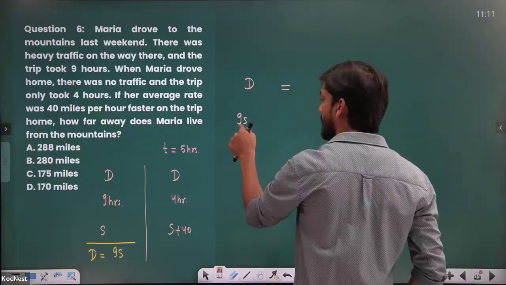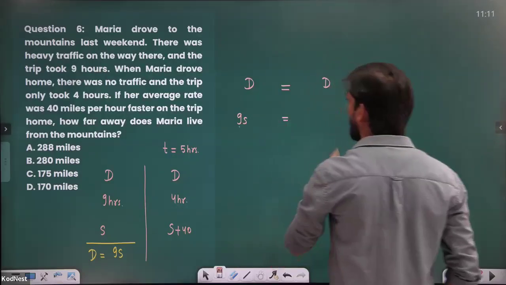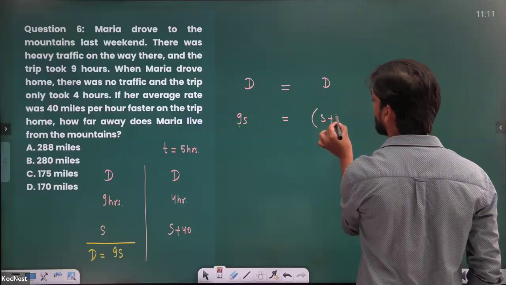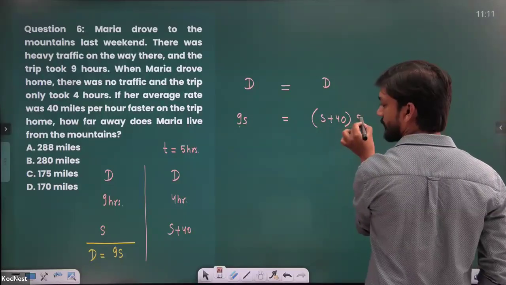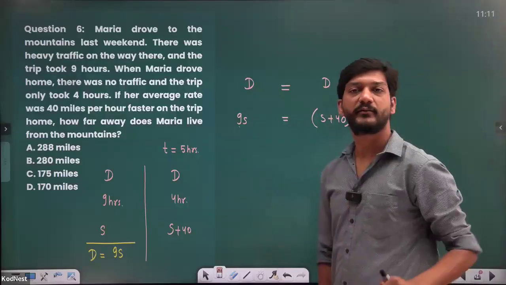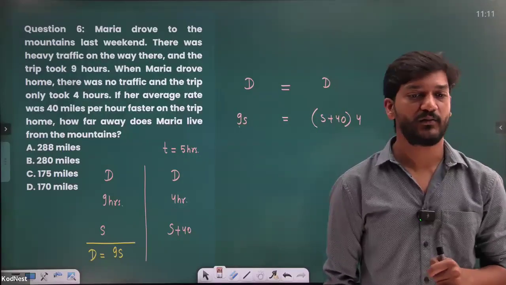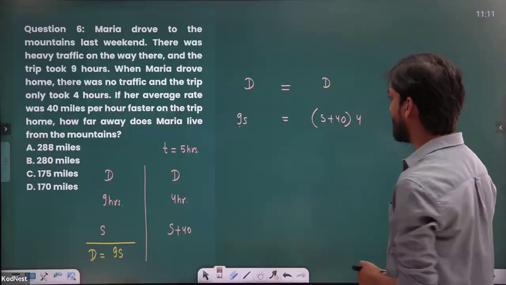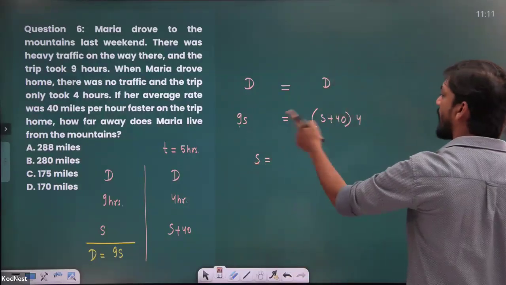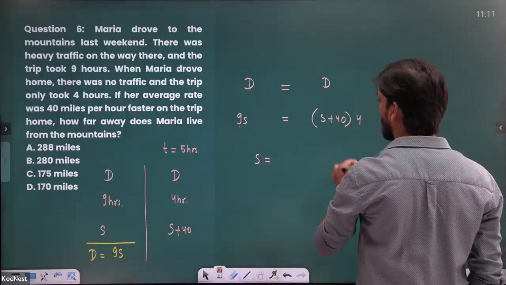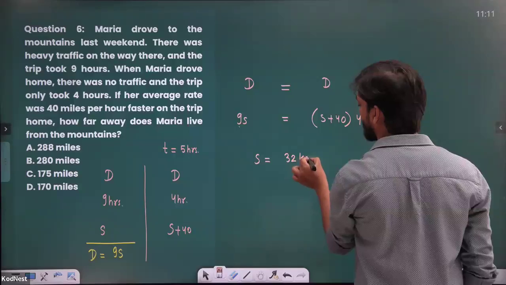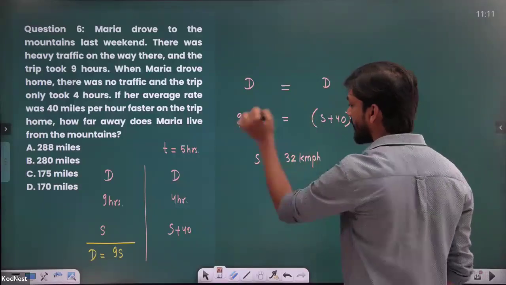So speed into time. Can I write the second distance as speed into time? Into 4. Now solving this, what you will get? Speed. The same way as the previous question, the same way you will get here also. So 9 and this will be 5. So 5 and this 160 by 5. So 32. Solving this, you will get the speed as 32 kmph.